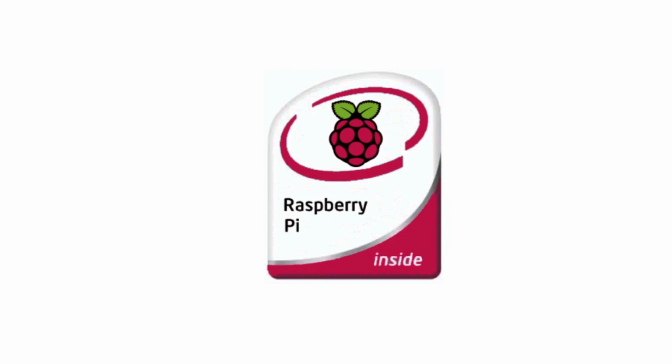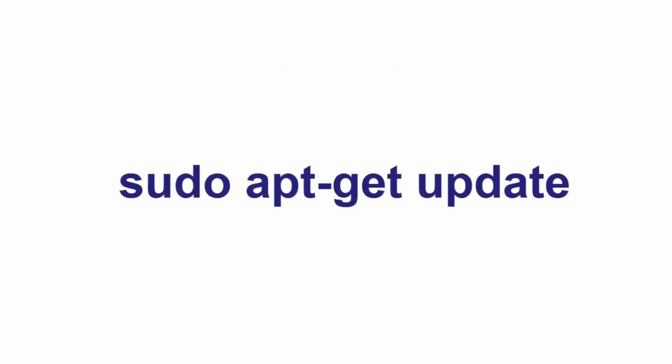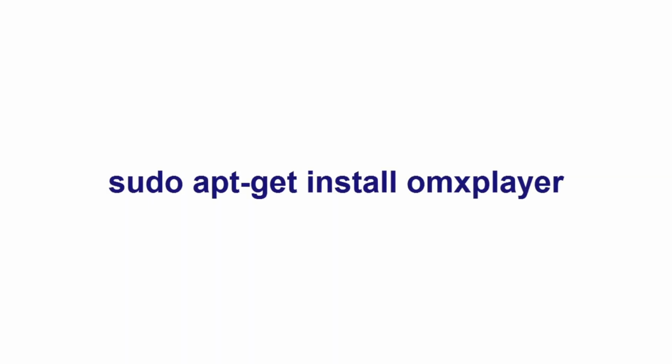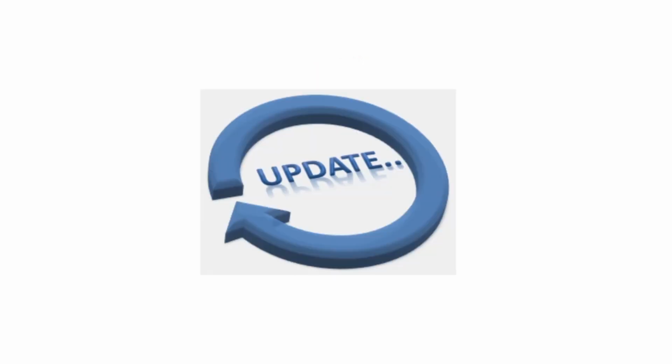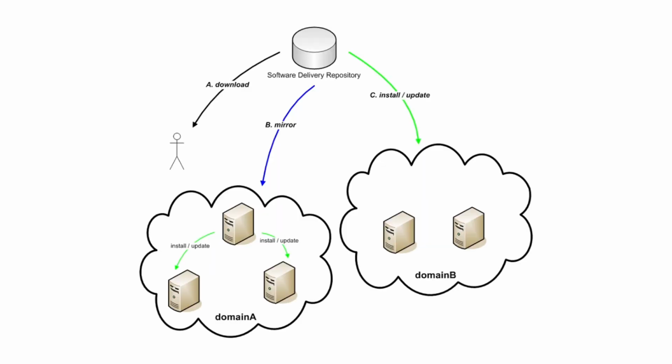If not, you can install it using sudo apt-get update and sudo apt-get install omxplayer. apt-get update downloads the package lists from the repositories and updates them to get information on the newest versions of packages and their dependencies. It will do this for all repositories and PPAs.